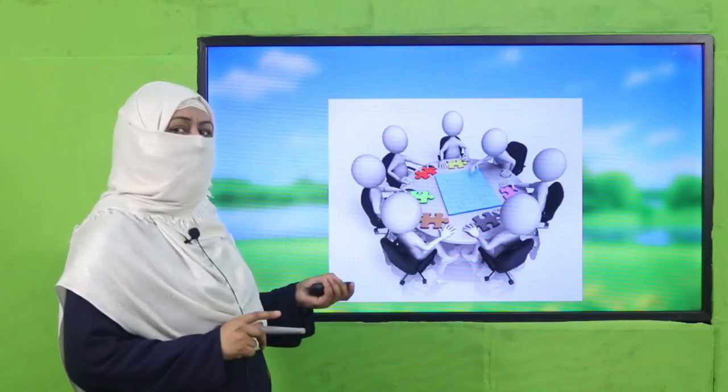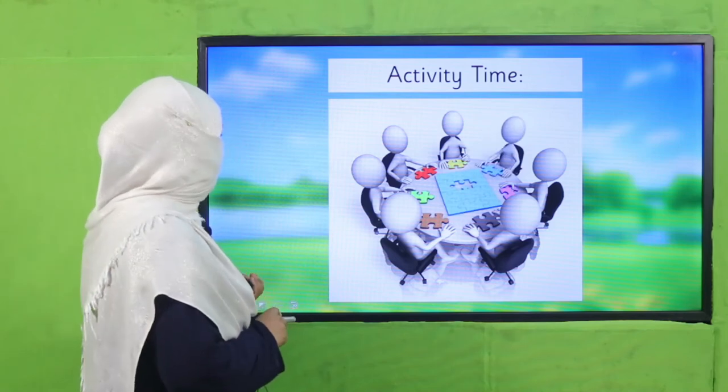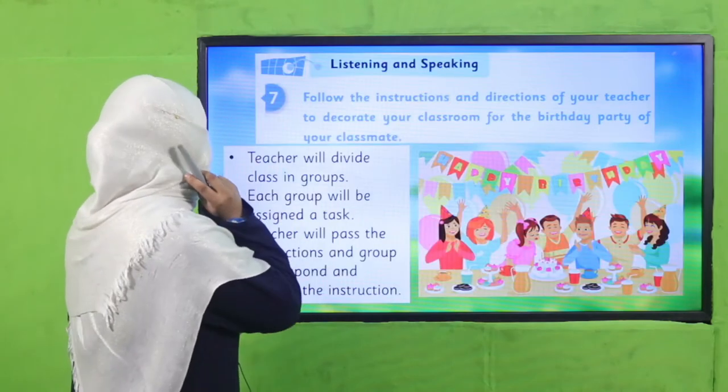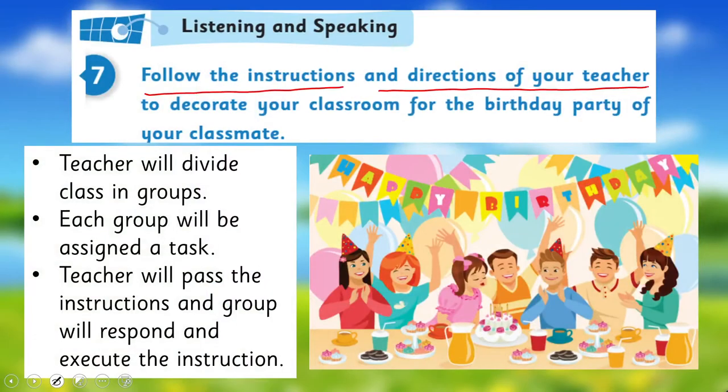Okay, so this is how we are going to practice today. Are you ready for an activity? So this activity is given in your book. What you are going to do, you will follow the instructions and directions of your teacher to decorate your classroom for a birthday party of your classmate.